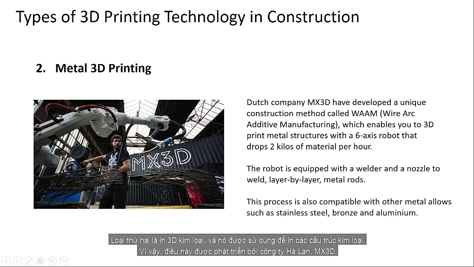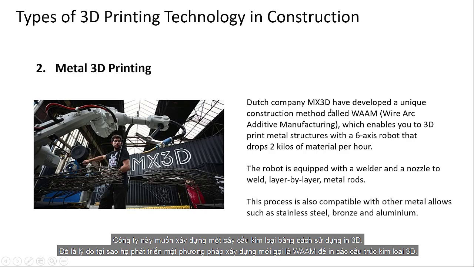The second one is metal 3D printing. Yeah, this one is used to print metal. This was developed by the Dutch company MX3D. This company wanted to construct a metal bridge. So that's why they made a new construction method called WAAM, to print the 3D metal structure.